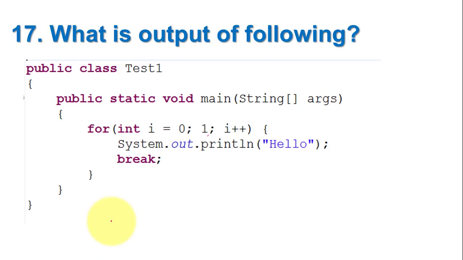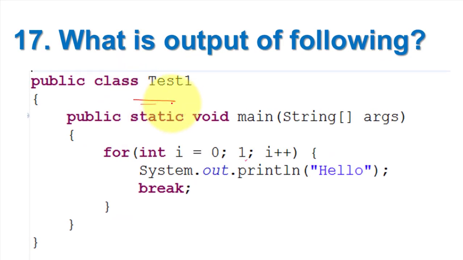Next question. What is the output of following? This is a very clever example which is asked many times. Here we have a class test1. Okay, good. We have a public static void main. This is also good. We have a for loop. Start with 0 and there is a condition and there should be I++ and it's going to print hello. Good. And it's going to break. For the very first time, if it enters, it prints hello and it breaks. That should be an expected behavior.